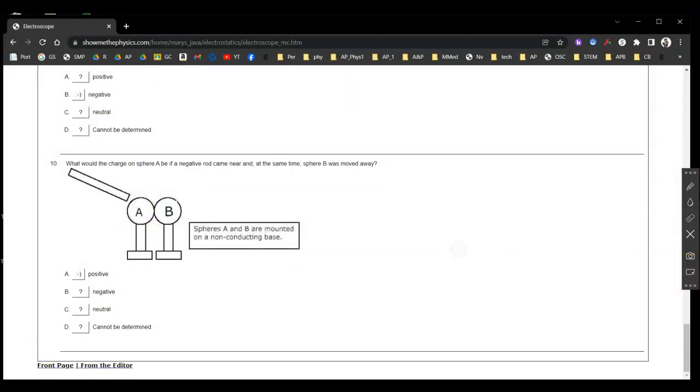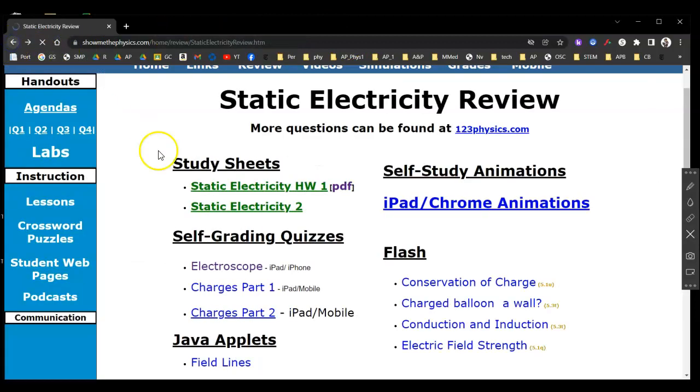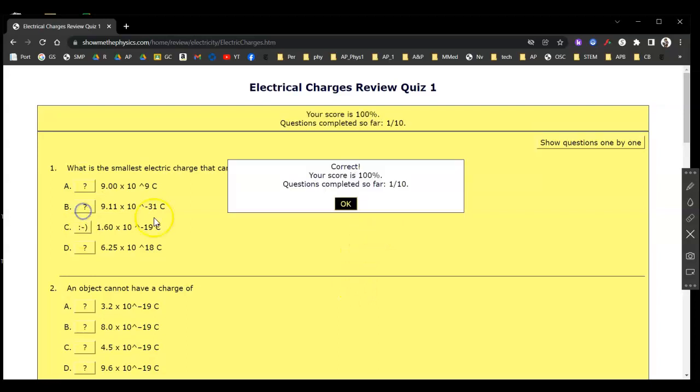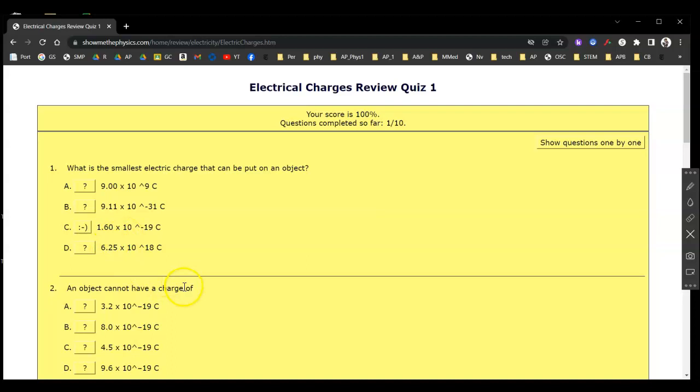Does this all make sense so far? So let's go to something a little more challenging. This is all about opposites attract, likes repel, only electrons move. Now this is good. I bet you know this one. The smallest of all possible charges. Good. That's the elementary charge. It's on page 1 of the reference chart.